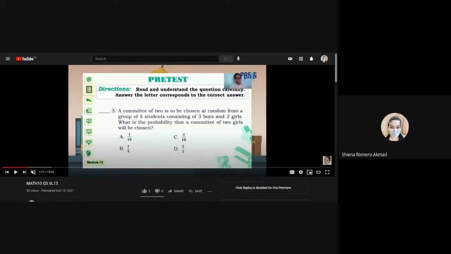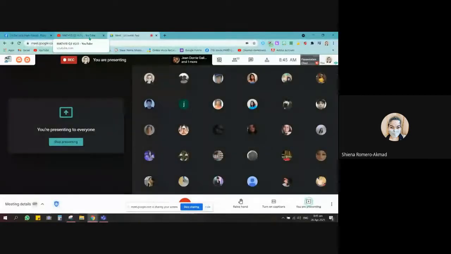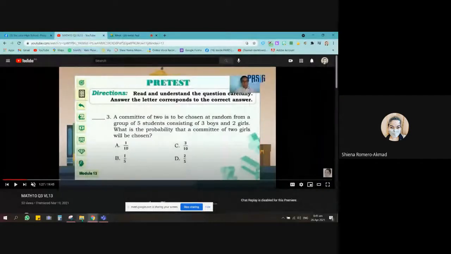When it is 2 girls, what is our combination notation for 2 girls? Combination of 2 taking 2 at a time. Yes, that's combination of 2 taken 2 at a time.